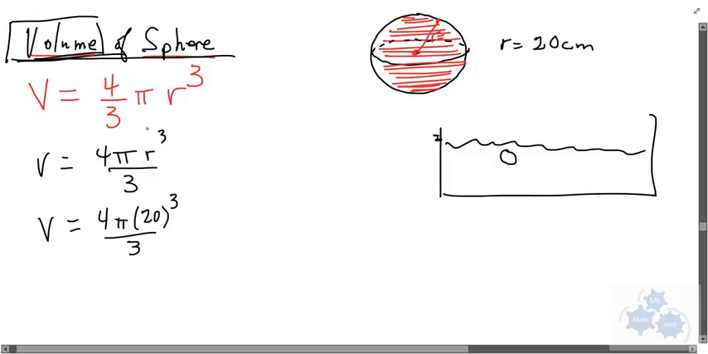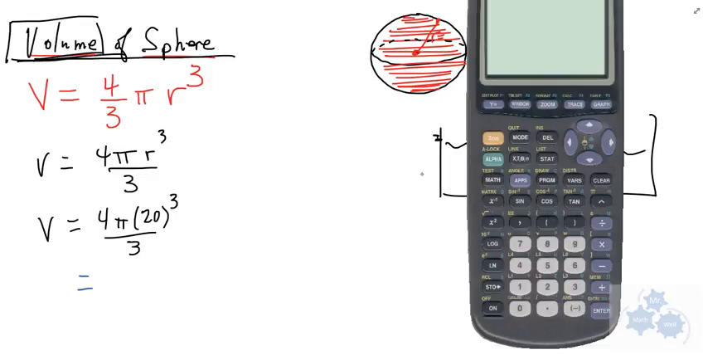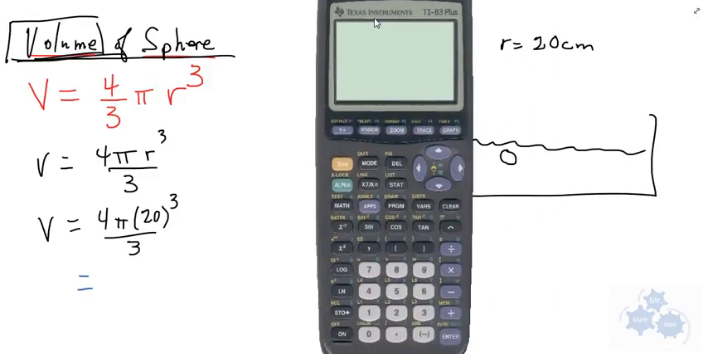But what you need to do is literally on your calculator, okay, get on your calculator, and you turn it on, okay, and what we do is we go 4 times pi times 20 to the power of 3.